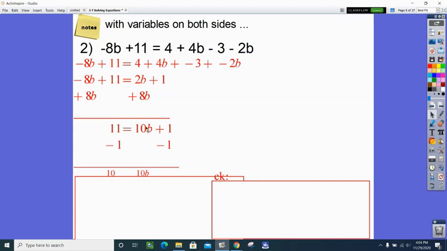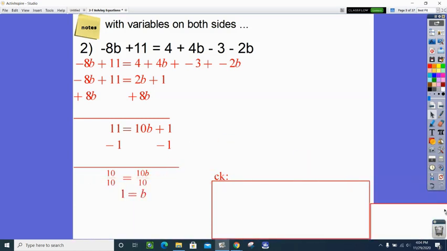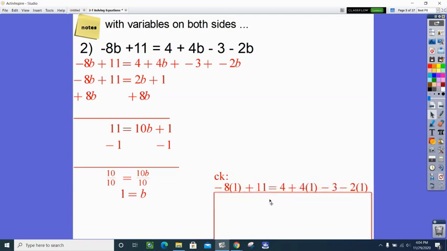The opposite of multiplying by 10 would be to divide by 10, and we got a really nice answer here of b equals 1. The reason I like 1 is because it's easy math in the check. Speaking of the check, we're going to take this black equation here, and every b becomes a 1 in the original equation. And now I'm going to go left to right, doing order of operations. Now I'm going to multiply.